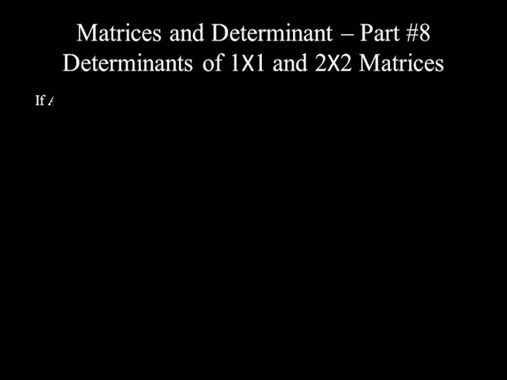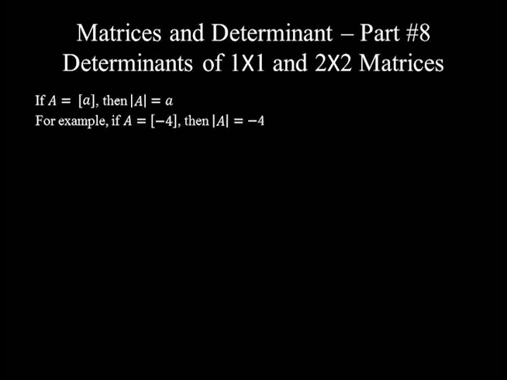If matrix A equal to this 1 by 1 matrix, then determinant of matrix A equal to the element of the matrix, that's a. No need to put your pen to paper for calculating the determinant of a 1 by 1 matrix, because the determinant of a 1 by 1 matrix is simply the element of the matrix. For example, if matrix A equal to this 1 by 1 matrix with an element -4, then the determinant of matrix A equal to -4.